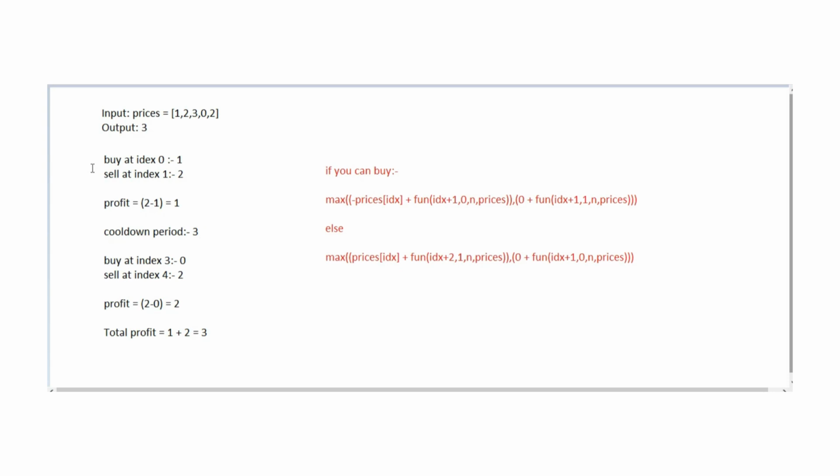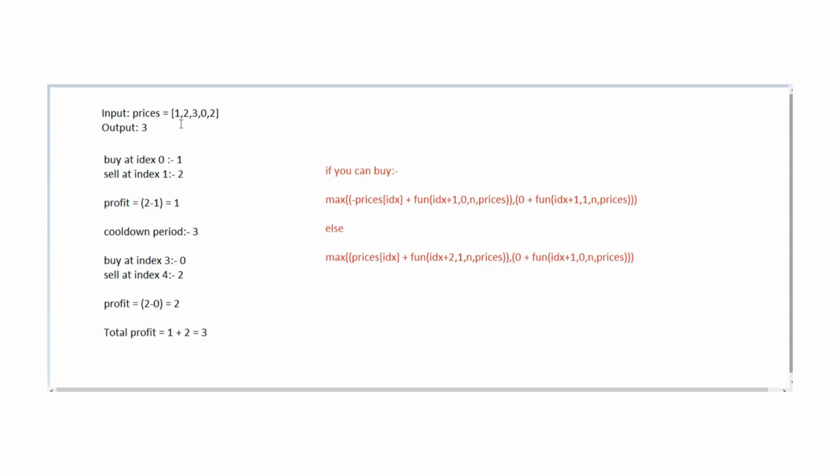So what we can do is first start with index 0. What are the choices we have? First we need to buy the stock. Here, selling is not possible and cooldown is not possible, as we haven't bought any stock. So here we need to buy the stock. There are two choices: whether to buy it or not buy it.